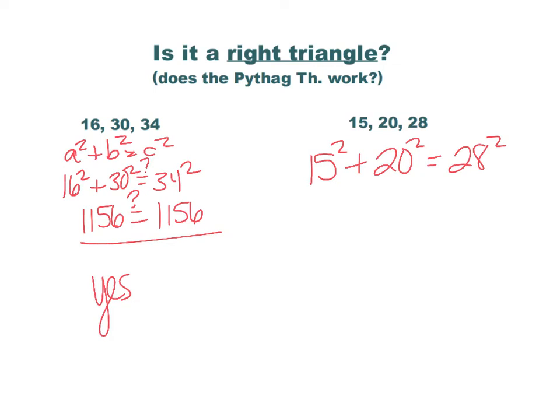Okay, this is what you should have set up. They give them to me in the right order, so I don't have to do any rearranging. 28 is the longest leg. So you have 15 squared plus 20 squared. You'd have 625. And then I'm going to take 28 squared and see if I get the same thing. Ooh, I got 784. That is not the same thing. So no, that's not a Pythagorean triple, and that would not create a right triangle for those side lengths of a triangle.